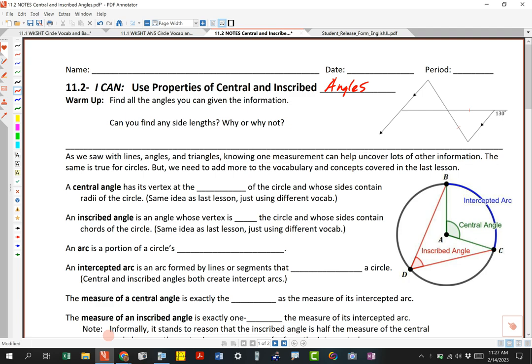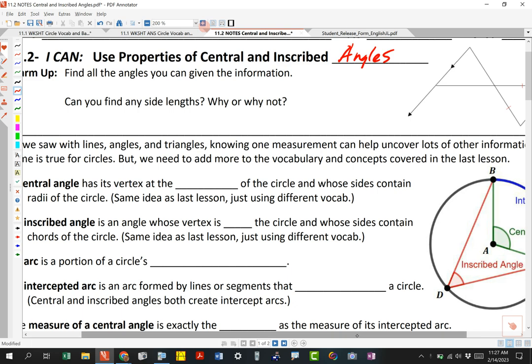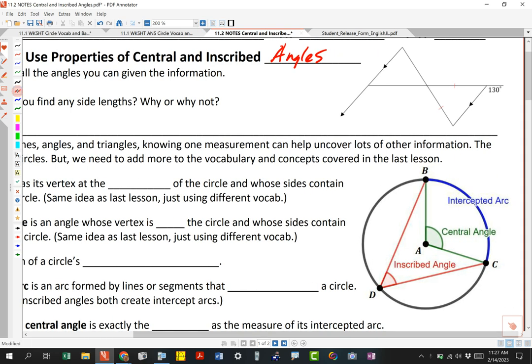So here's our objective. Here's our I can for today. I can use properties of central and inscribed angles, which we talked a little bit about yesterday. So we're going to use what we learned yesterday. We're going to talk about it in a slightly different fashion. So it says, find all the angles you can given the information. So I'm going to come over here. I'm going to make this just a tad bigger, and I'm going to shrink this down.